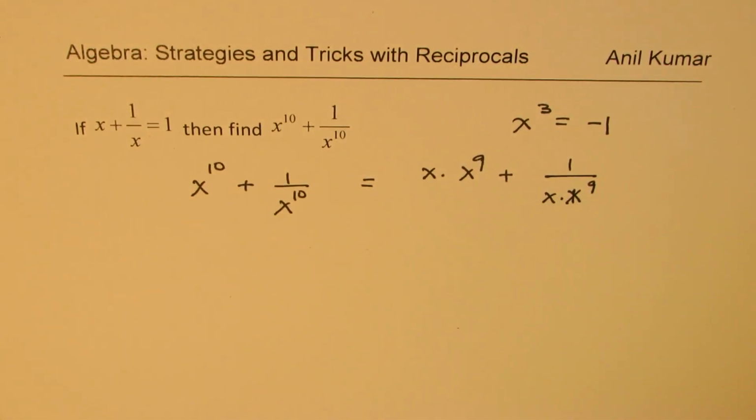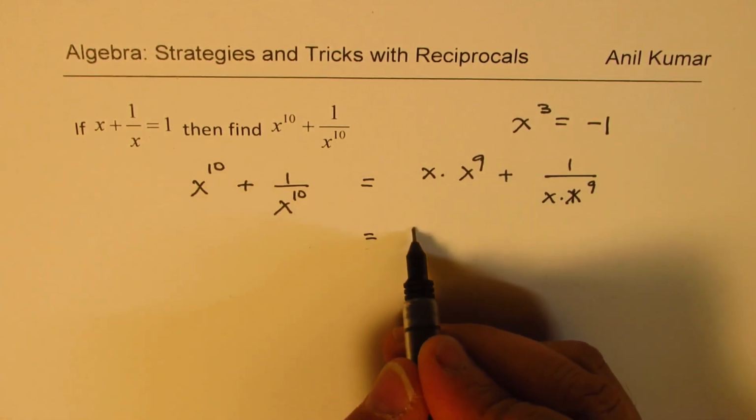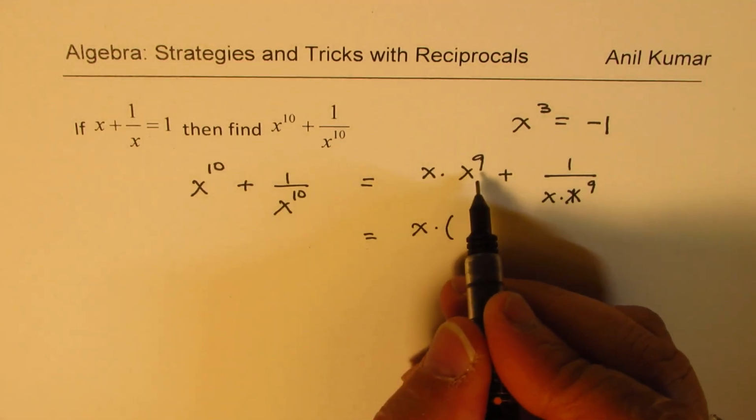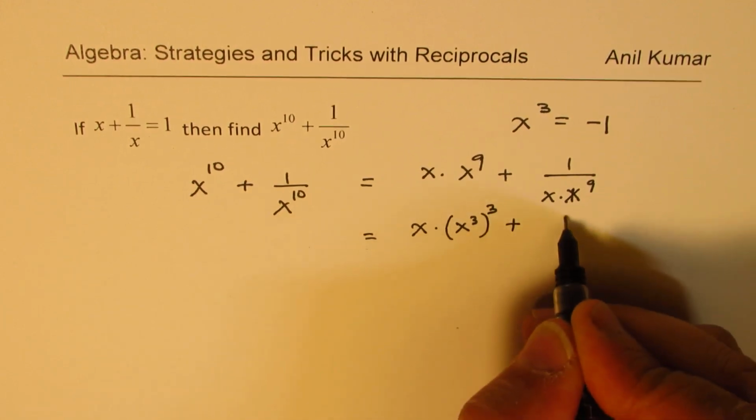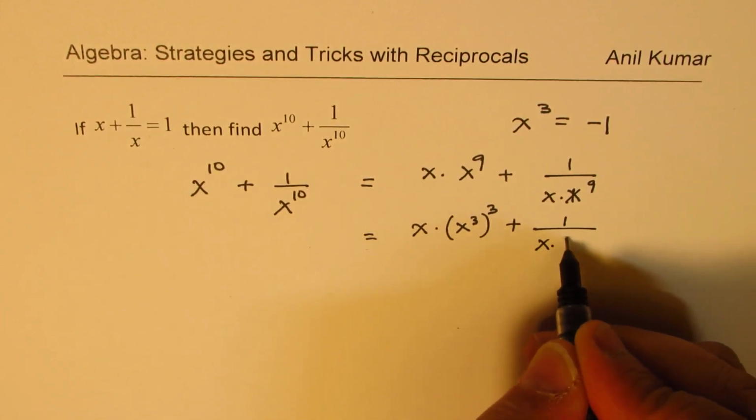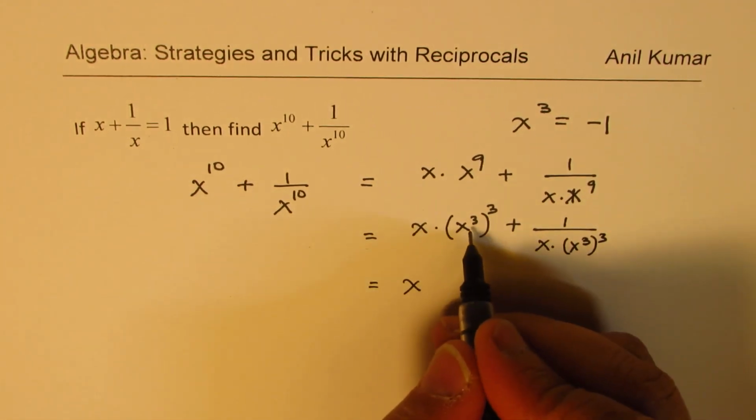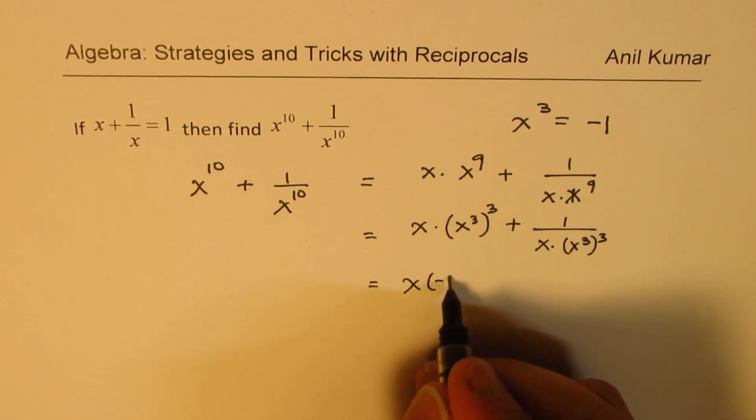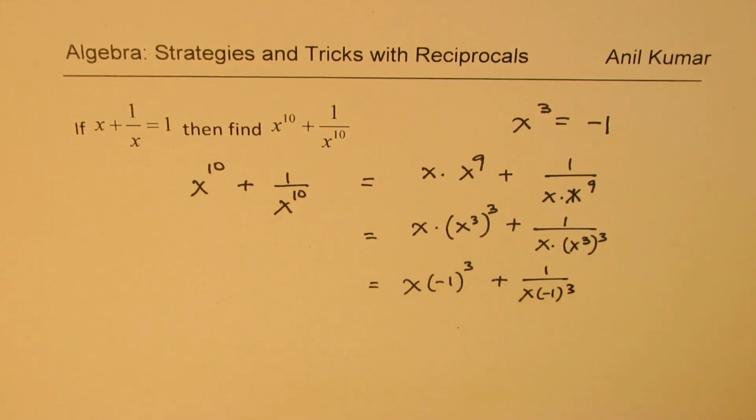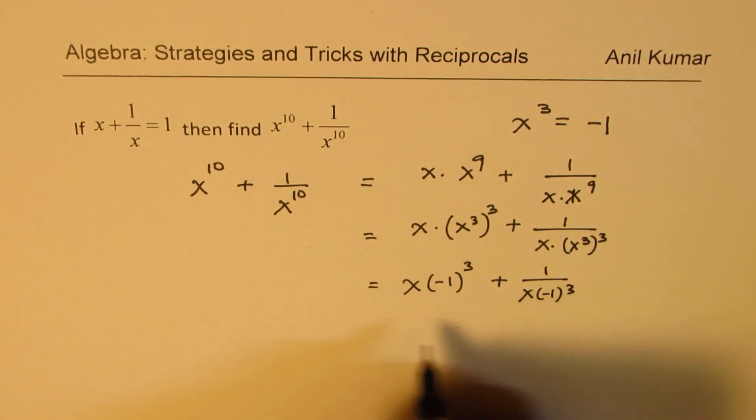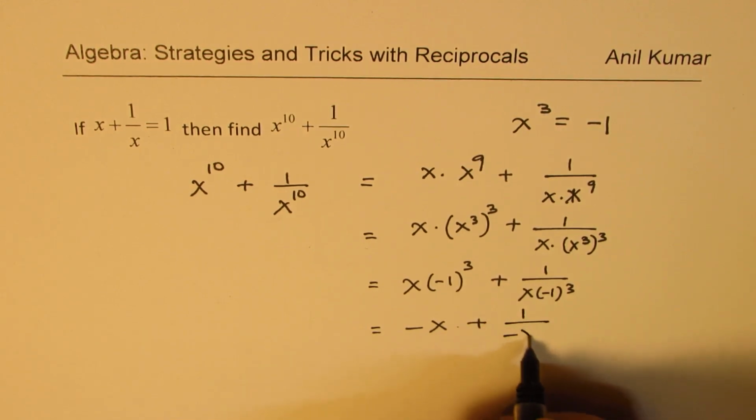Now, what can you do? Well, now it becomes sensible. We could write this as x times, this 9 is 3 times 3, right? So it is x times x cube to the power of 3 plus 1 over x times x cube to the power of 3, right? Now, x cube is minus 1, so we have x times minus 1 cube plus 1 over x times minus 1 cube. Now, minus 1 cube is negative. So this could be written as negative of x plus 1 over negative of x.